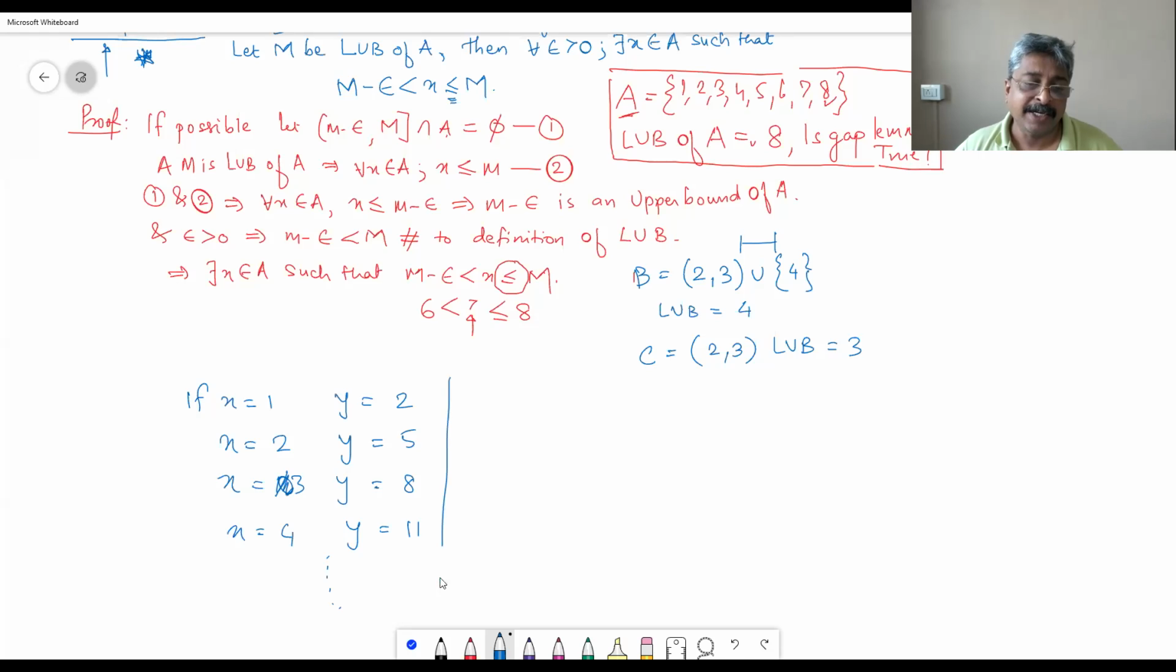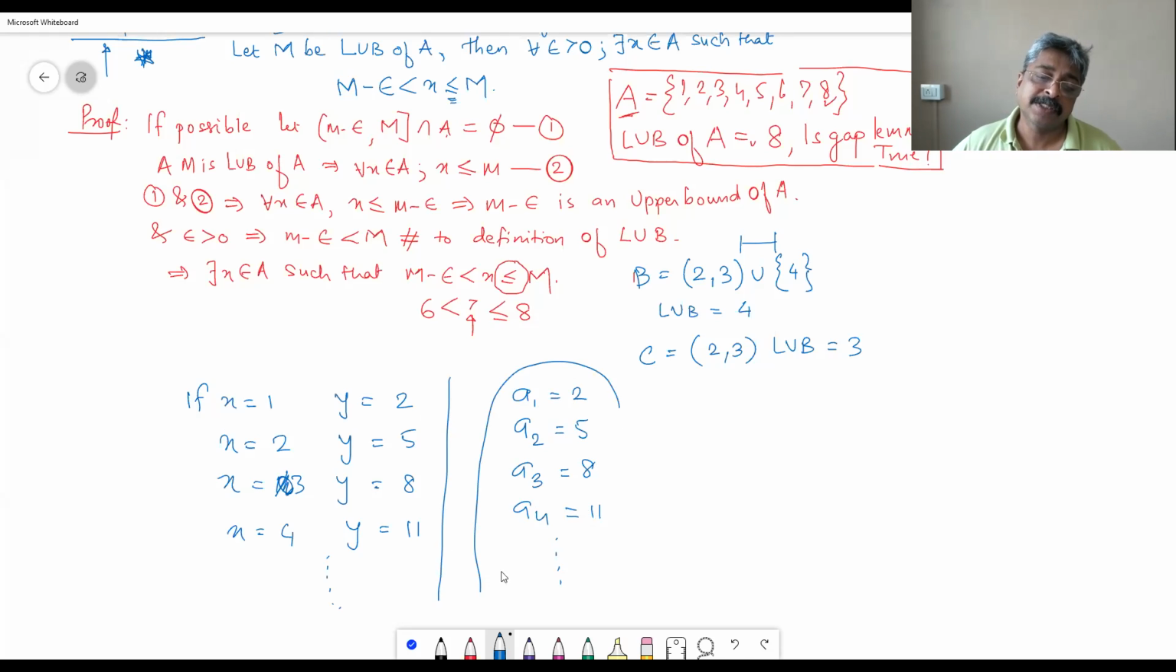I can always write it without using x1, y1, x2, y2, etc. I can always write it like this: a1 is equal to 2, a2 is equal to 5, a3 is equal to 8, a4 is equal to 11, and so on. And we are aware of this. This is called a sequence. And in this case, it is an arithmetic sequence, an arithmetic progression.